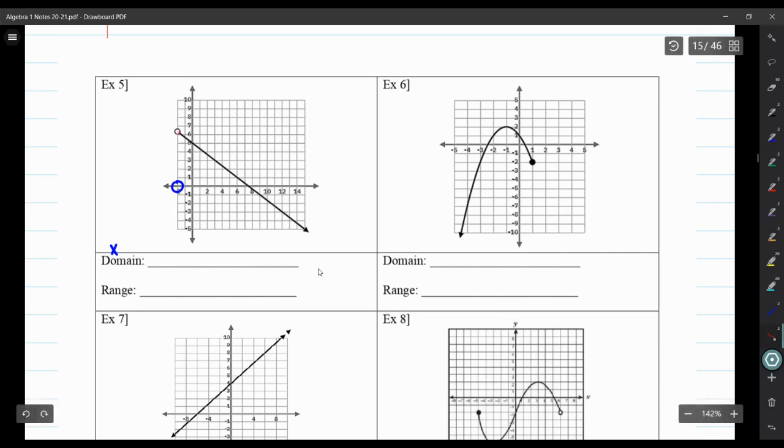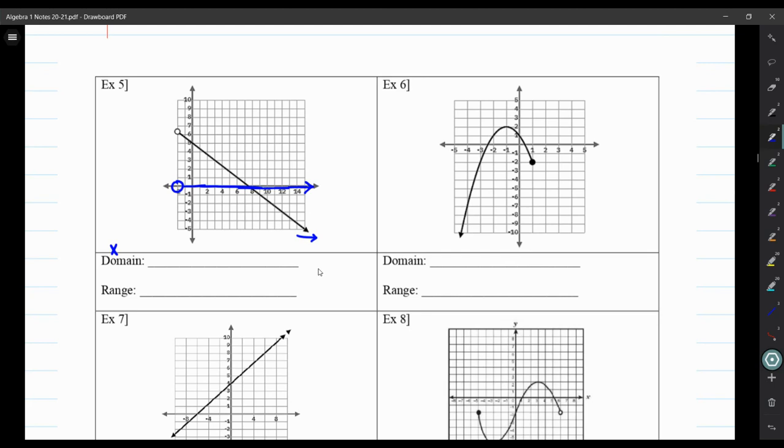Now let's talk about the furthest right point. If I follow this line to the right, to the right, to the right, I hit an arrow here. Well, arrows usually mean this goes on forever. So what this is saying is this is going to keep going to the right forever and ever. So when you shade, you're going to shade all the way across your axis and put an arrow on the end of it. You're never going to stop moving to the right. So that's why there's an arrow here.